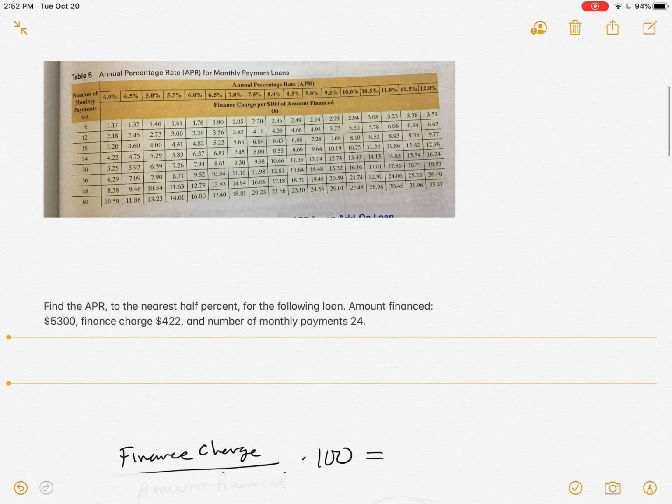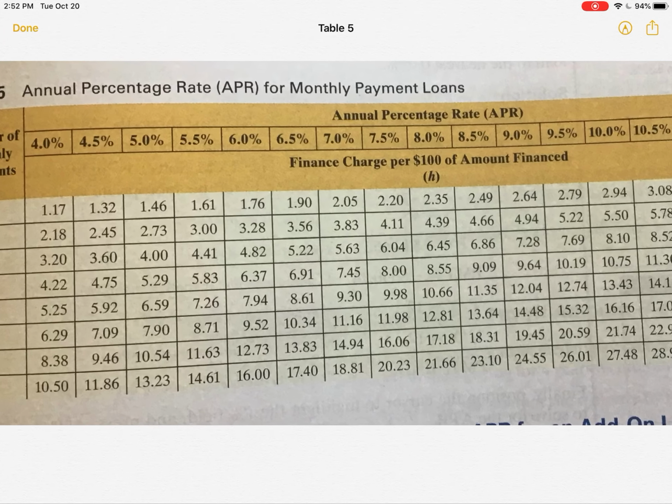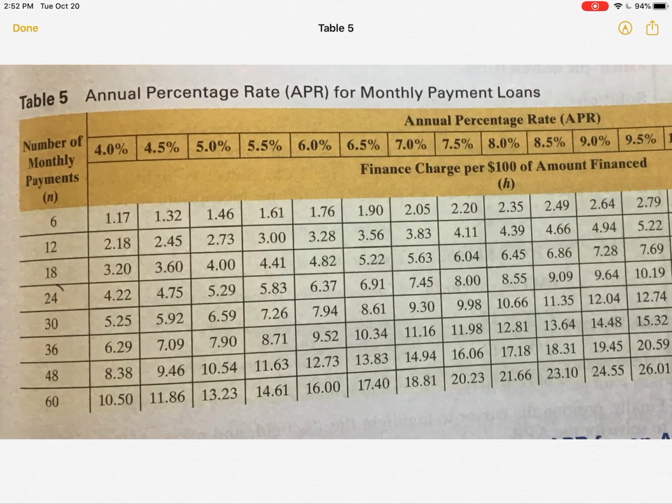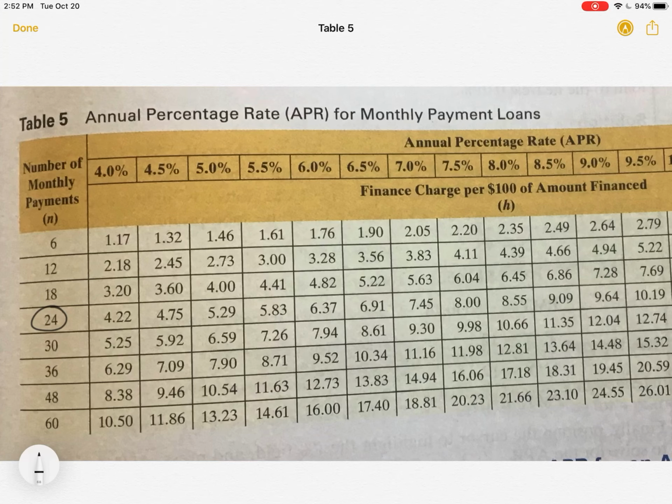So let's come up here and go to the 24 monthly payment row. Well, that's this row right here, 24 monthly payments. And we want to travel in that row until we see something close to $7.96. This $8 is the closest. So we're in this row, and we're in the $8, and we're going to go up and see what the interest rate is. That interest rate corresponds to 7.5% interest.